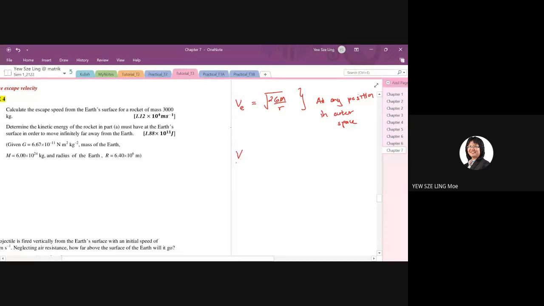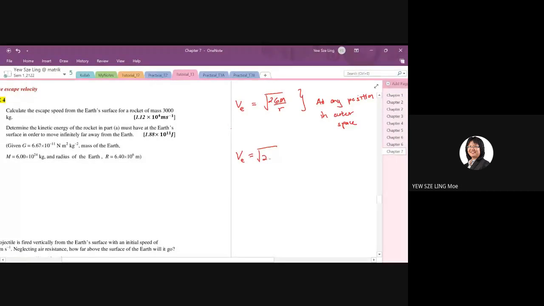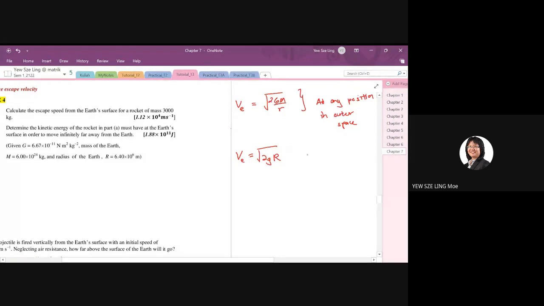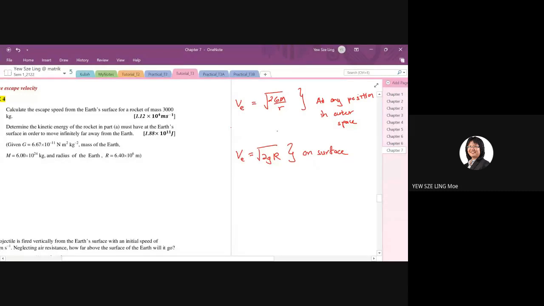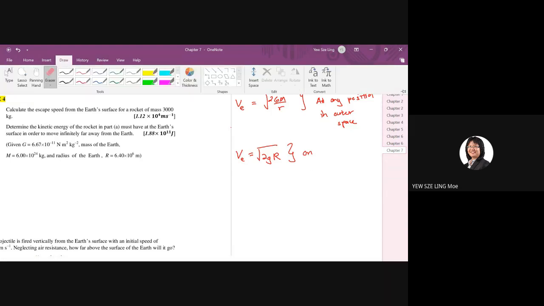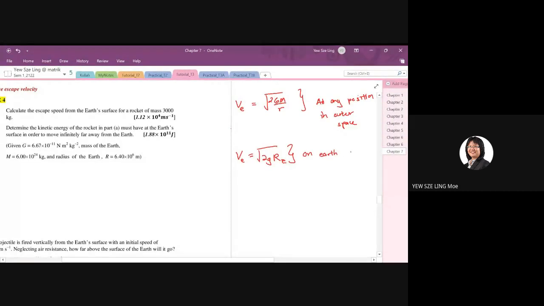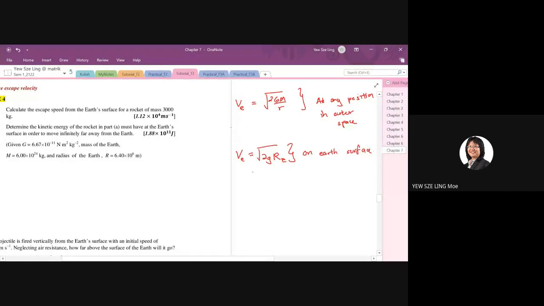But if you are going to look at the surface of the earth, for example, the test mass, or you yourself as a human standing on the earth, if you want to escape from the gravitational pull, then the speed is going to be square root 2gR. So this is on the surface of the earth. To make it easier, we just say on earth's surface. So this R, I'm going to use RE. Done. So basically just two equations.